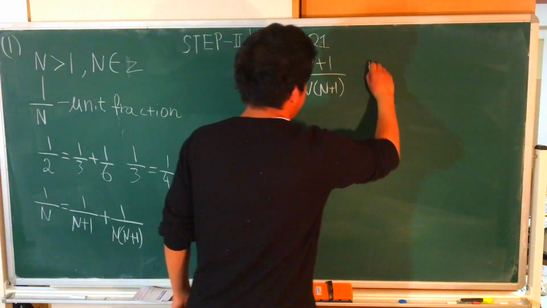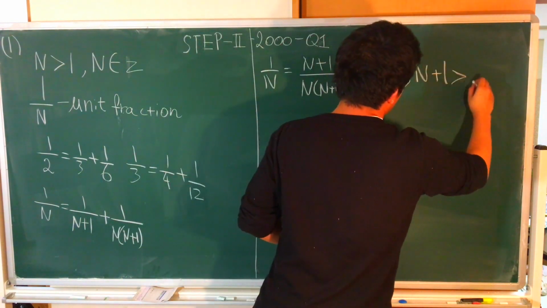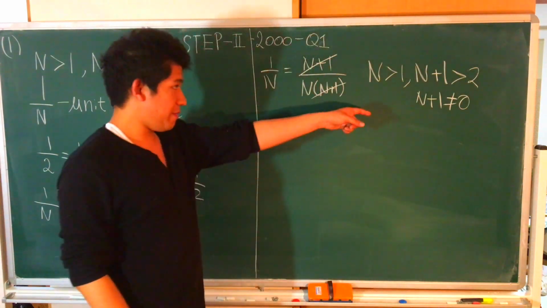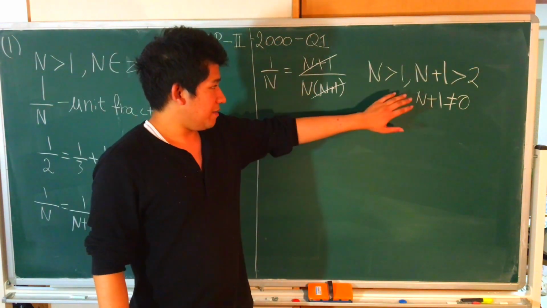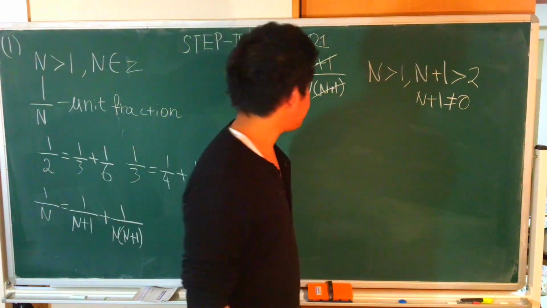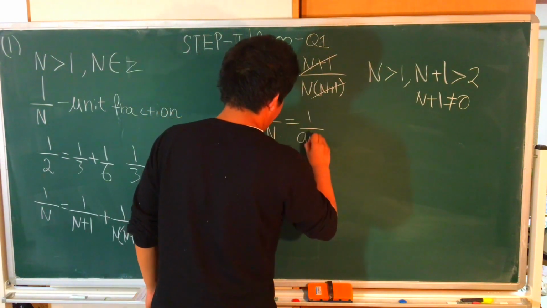Now, as n is larger than 1, n plus 1 will be larger than 2, and n plus 1 will not be equal to 0. Therefore, we can cancel these two things. Remember to mention this because in most cases, dividing by 0 is not allowed, so you must mention that clearly.